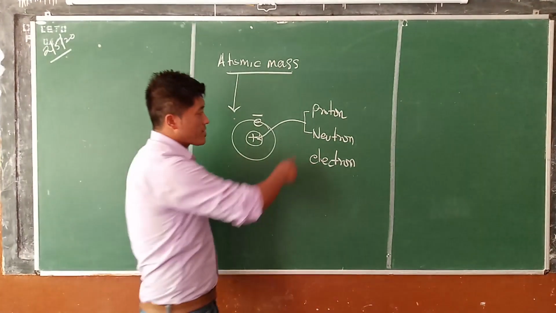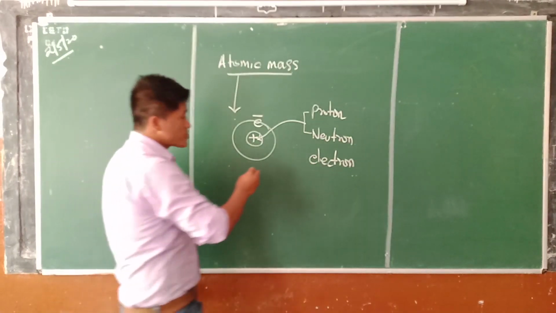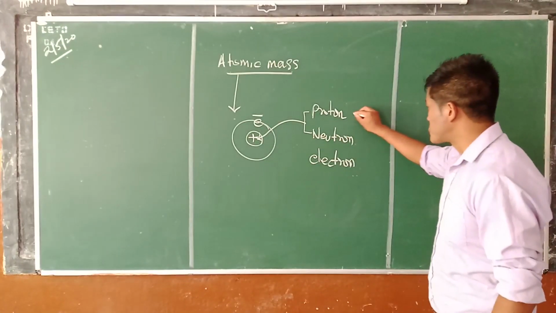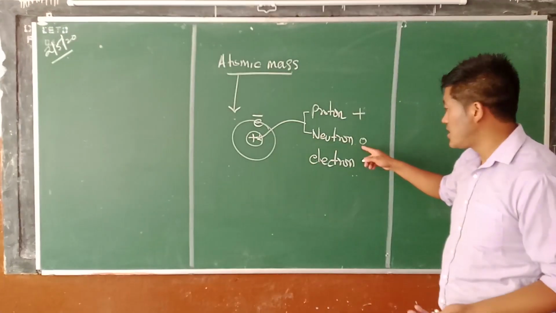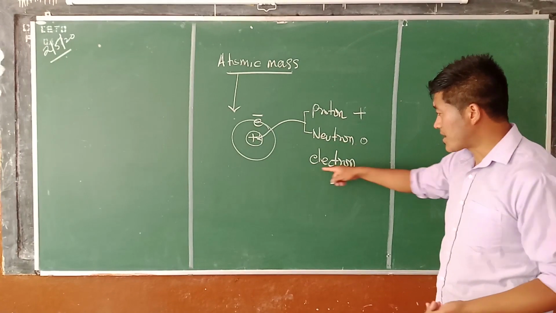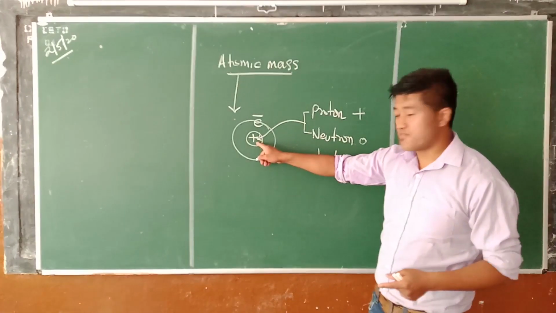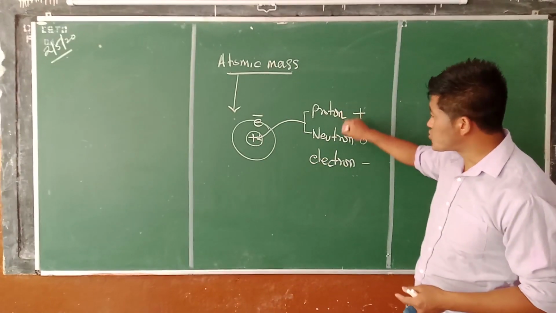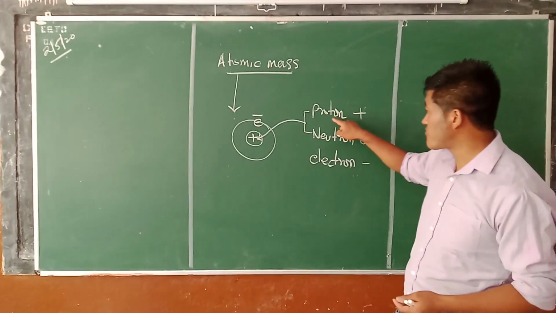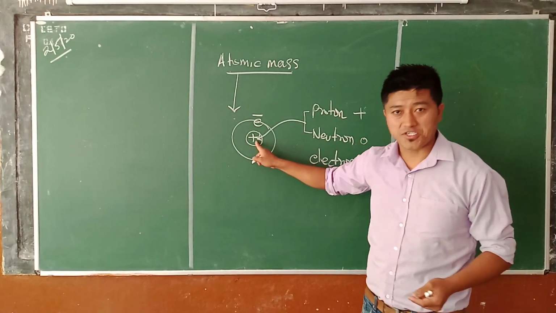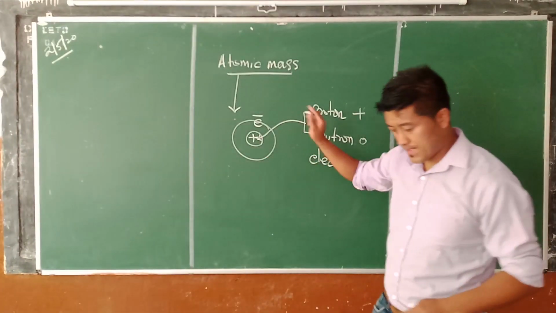So there are three different kinds of subatomic particles: proton, neutron, and electron. Since protons are positively charged, we write positive here, and the neutron has a neutral charge, which is why I write 0, and the electron is negatively charged. Protons and neutrons are present in the center, and since the neutron doesn't carry any charge, the nucleus is positively charged. The electrons revolve around it.